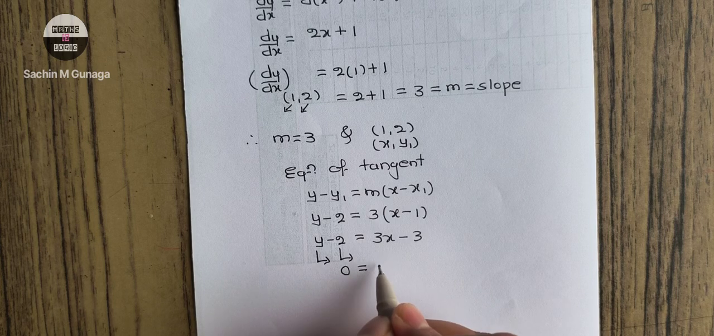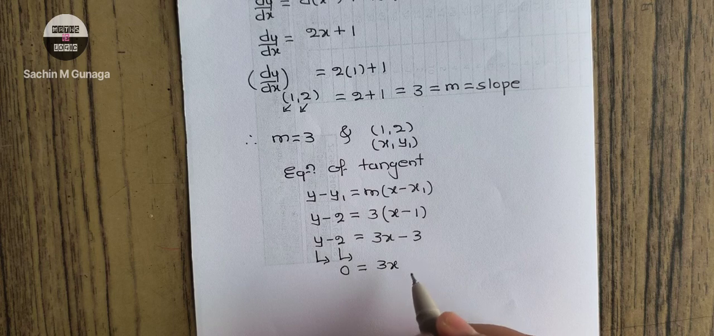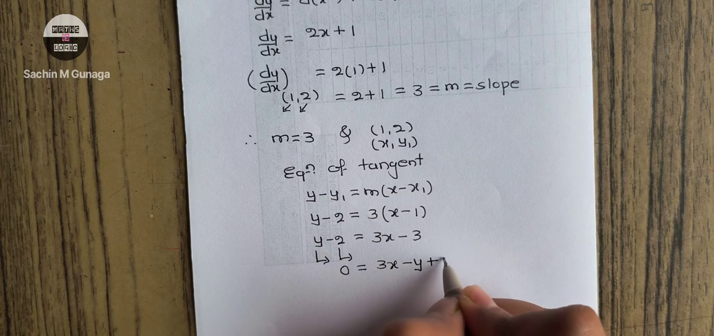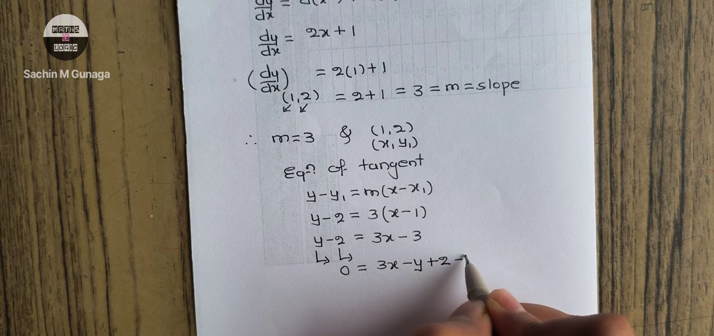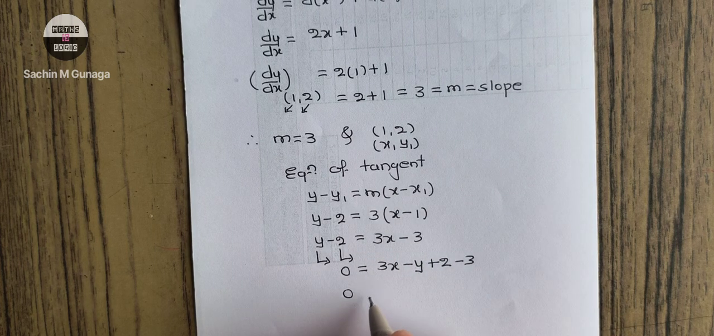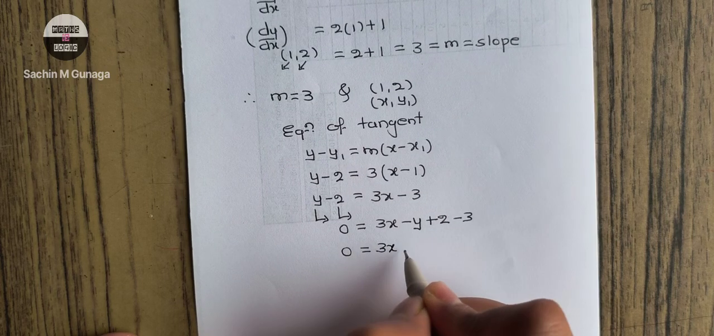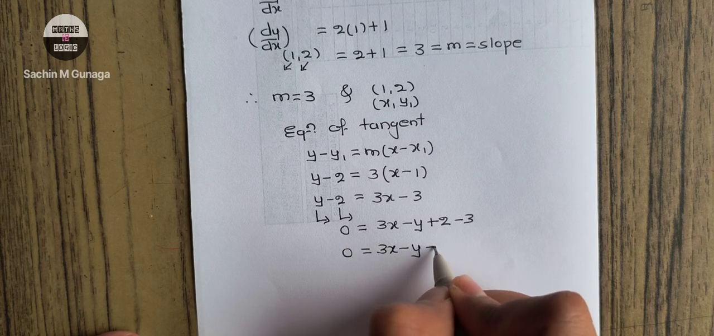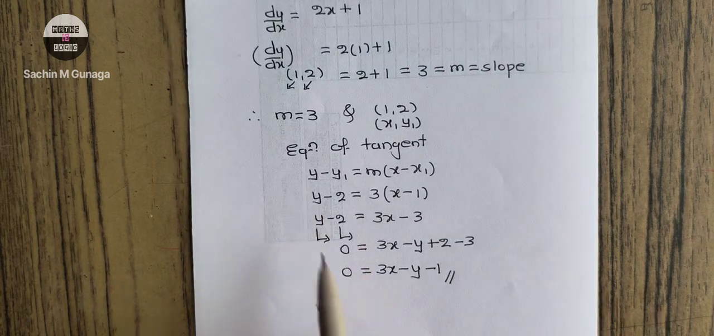So that 0 is equal to 3x, I am going to keep it as it is, plus y becomes what here? Minus y, minus 2 becomes what here? Plus 2, and already in our right hand side minus 3 is there, keep it as it is. Therefore 0 is equal to 3x minus y plus 2 minus 3 is how much here? Minus 1. So this is the value of the equation, that is the equation of tangent.